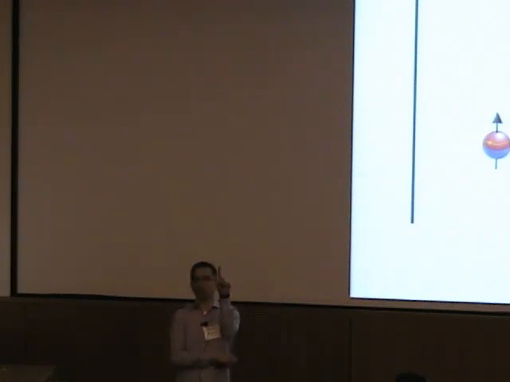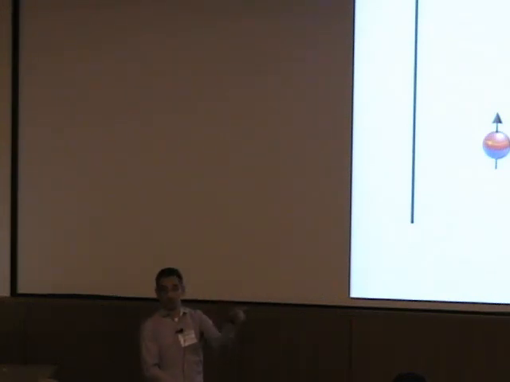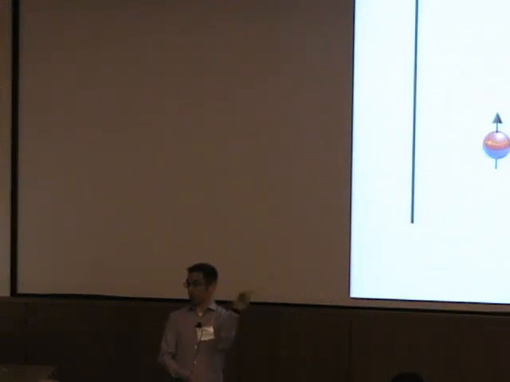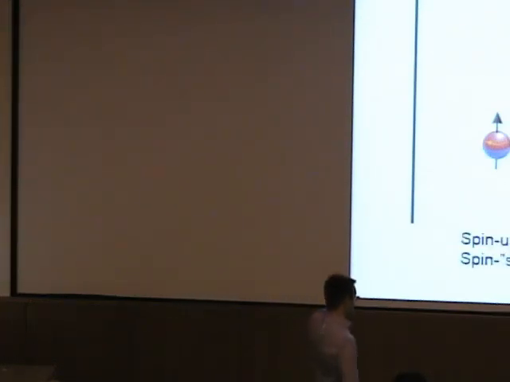If it's spin up, it just sits there. If it's down, it just sits there. But if it's sideways, it precesses in the magnetic field. And that frequency of the precession is what we're going to measure. That will tell us about the environment of the electron spin. Okay, so that's important to realize.